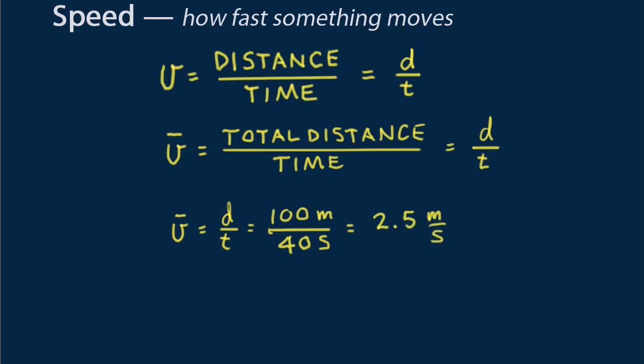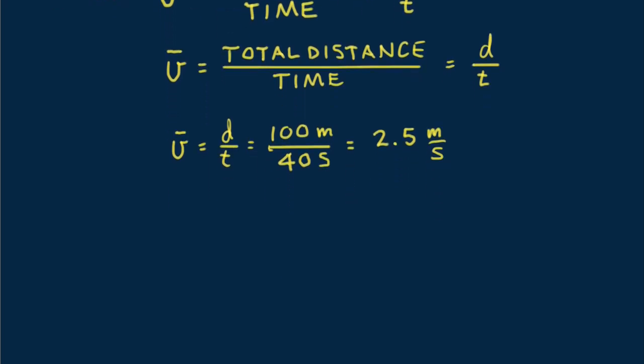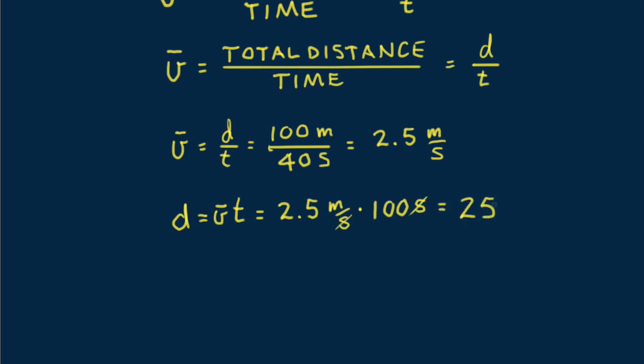That's your average speed. We can rearrange this equation and express it for distance. d equals average speed times time. Then we see that if you walk an average speed of 2.5 meters per second for 100 seconds, the distance you travel is 250 meters.